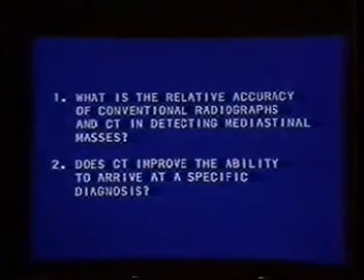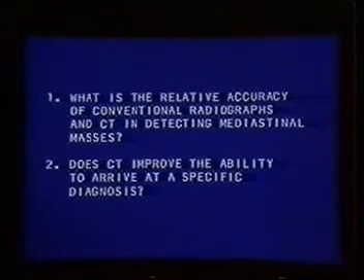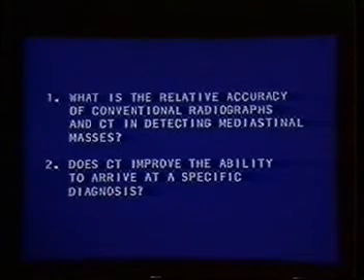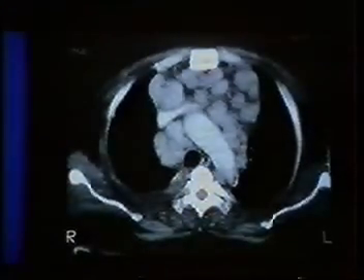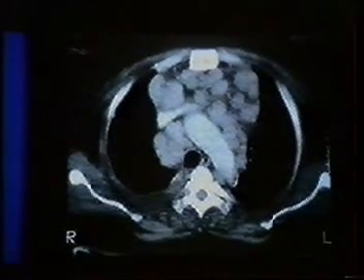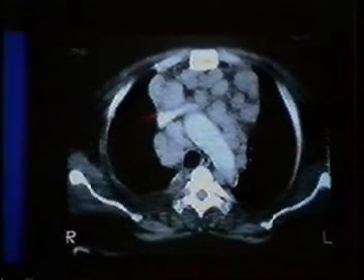Well, with all of that and with these various advantages, I thought it would be interesting to look at, first of all, what the relative accuracy of conventional radiographs and CT would be in detecting mediastinal masses. And then second of all, does CT improve the ability to arrive at a specific diagnosis? This was sparked in part by this case. This was actually after I'd been in Michigan about a year, and I looked at this one day and I thought, if I had ever seen one of these before, I would for sure know what it was. But since I hadn't, I didn't know what it was with all these big lumps.